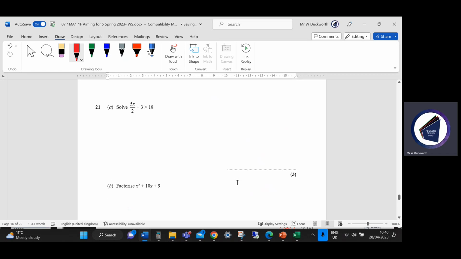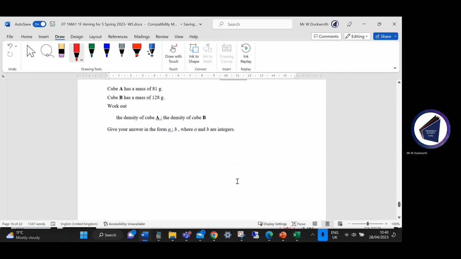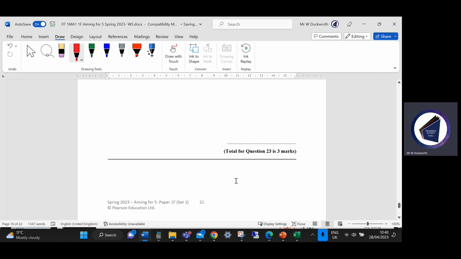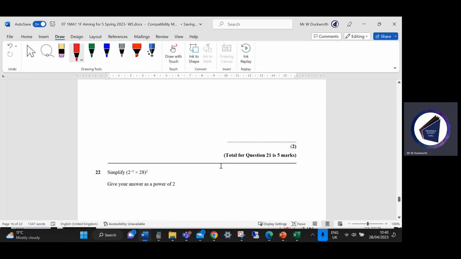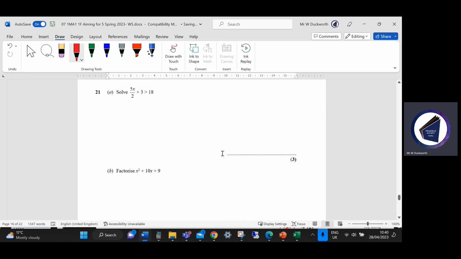Right, question 21. Need to get these done fairly quickly. I'm behind my schedule. Right, so question 21. Solve. So to solve this, I'm going to move this first of all. So I'm going to say 5x over 2 is going to be greater than 15 times by 2. So 5x has to be greater than 30. Divided by 5, x is greater than 6.